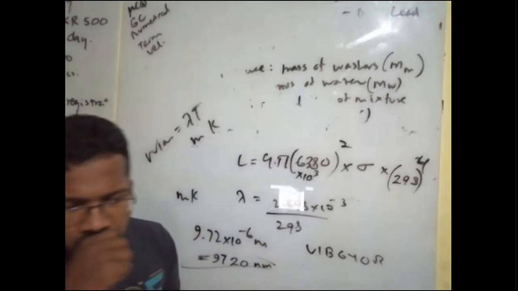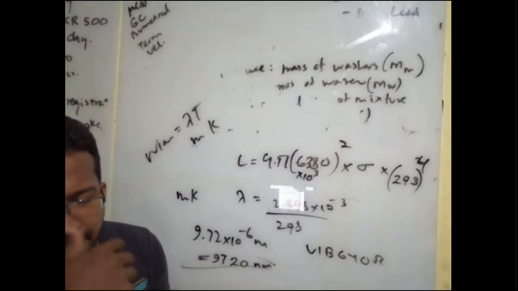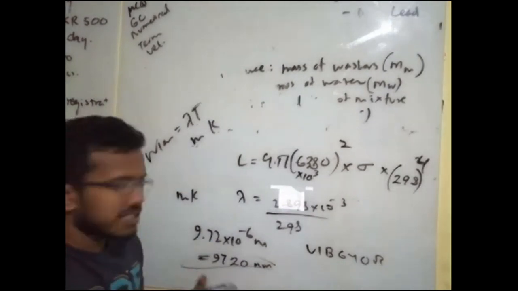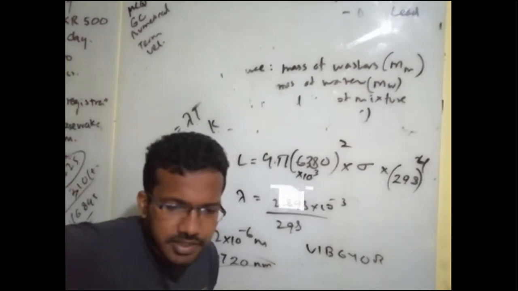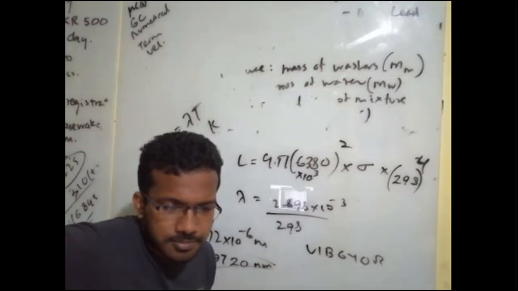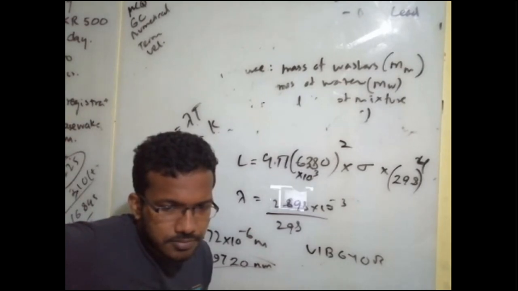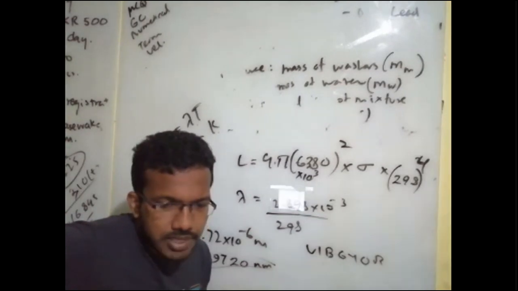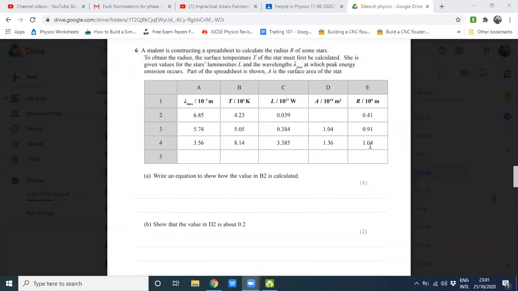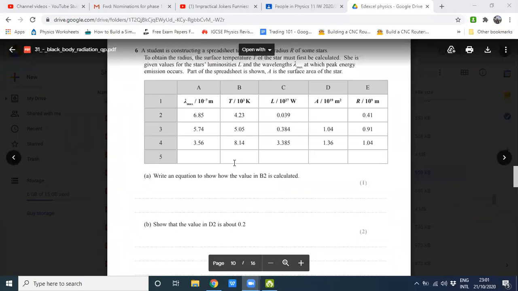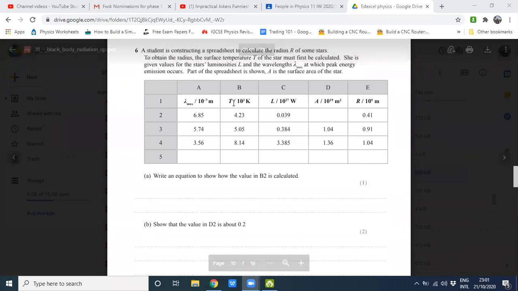B2. Column B is temperature. Now, usually in this spreadsheet, we go from left to right. Let me share the screen just to emphasize this. Okay. If you're calculating temperature, you must use some data that is over here. So how do we calculate temperature when lambda max is known?